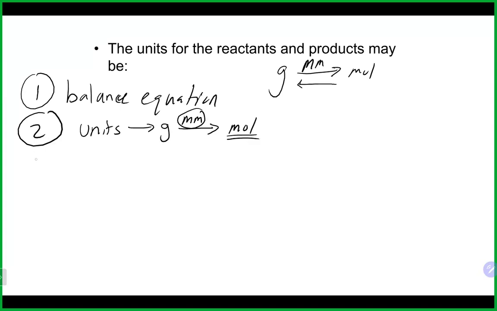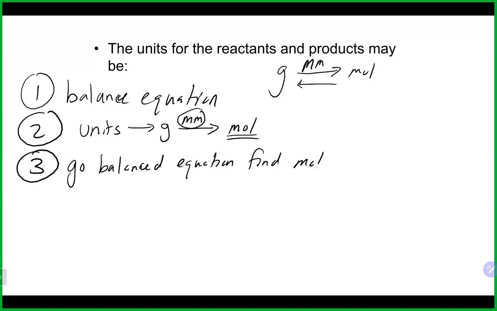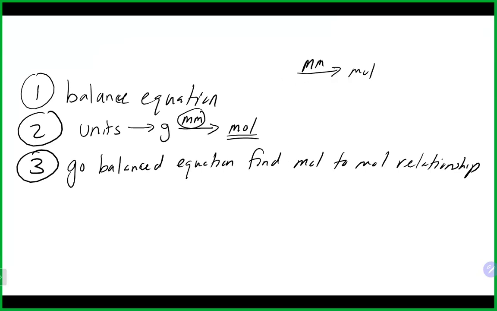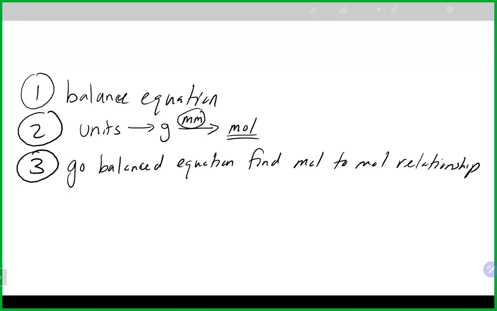The third step that you want to do is actually the mole to mole relationship. It is actually the big stoichiometry move that people freak out about, but it is actually just this move. You will go to the balanced equation and you will find the mole to mole relationship that you are interested in. So you may be asking, how do I know which one I'm interested in? It's a very simple solution for you guys.